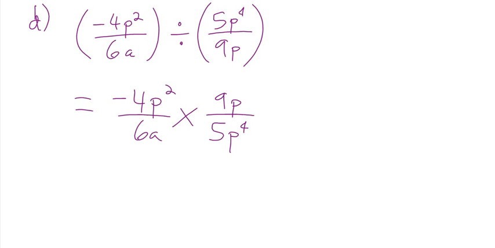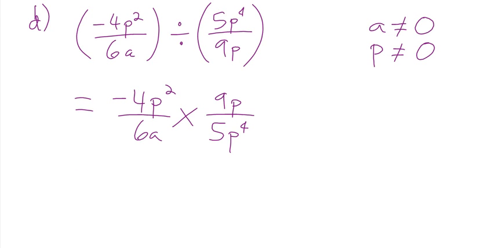Now we need to state non-permissible values. We got to look in 3 places. Here and here because they are denominators, and here because now it is a denominator. So what are the non-permissible, so what are the restrictions? What can't A be? 0. What can't P be? Also 0, right? We have 2 restrictions. We have 2 variables, A and P, neither of which are allowed to be 0.